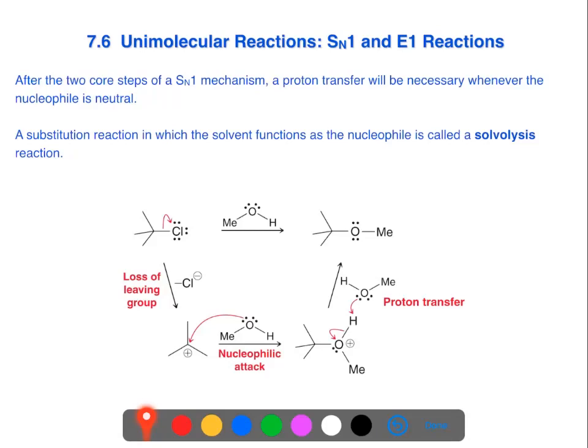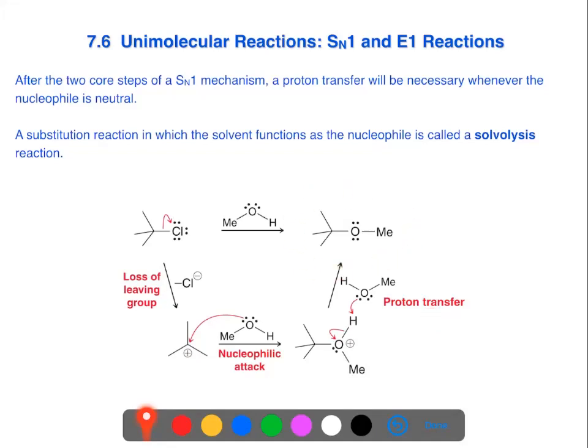And so methanol will undergo a nucleophilic attack onto the carbocation to give us this oxonium species. This is not our final product. This charged species will further react with an additional alcohol molecule, methanol, through a proton transfer step, to give you your neutral ether.